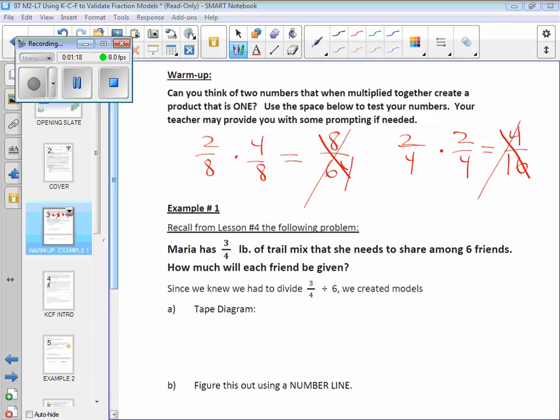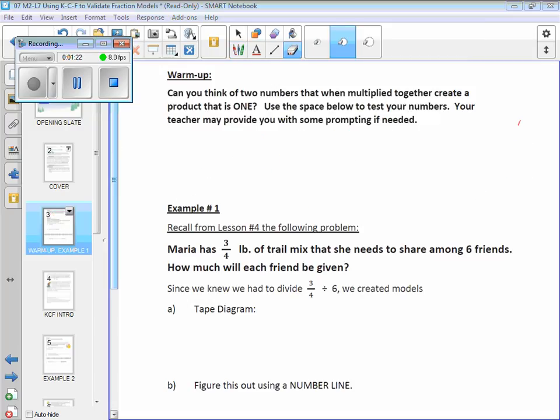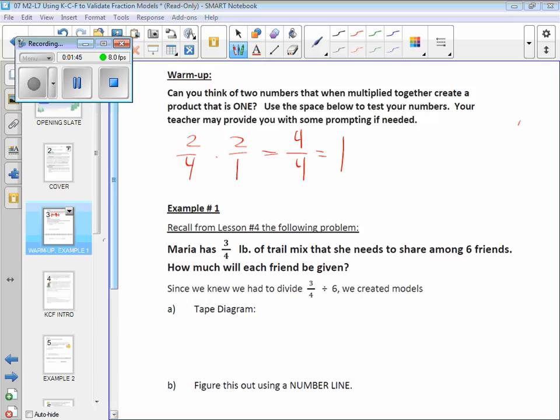Aiden. Okay, let's try it. 2 over 4 times... What's 2 times 2? Oops, sorry, my bad. 2 times 2 is 4 the last time I checked. 4 times 1. We have a winner. Okay, now I want to take this a step further though.